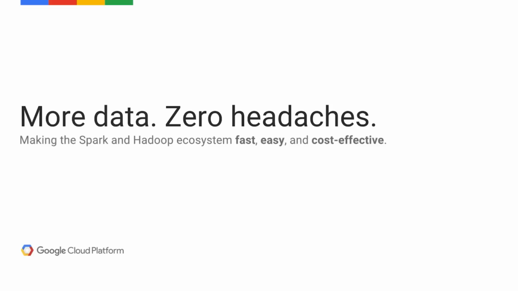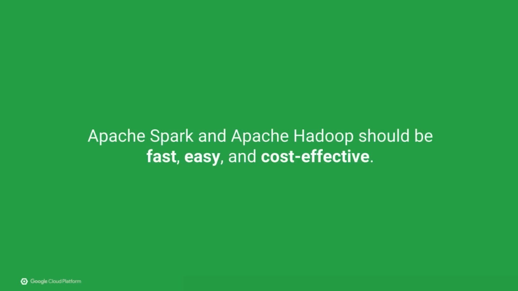My name is James Malone. I'm a product manager in Google Cloud, and today I'm here to talk about Google Cloud Dataproc. Specifically, I want to talk about making Apache Spark and Hadoop fast, easy, and cost-effective.